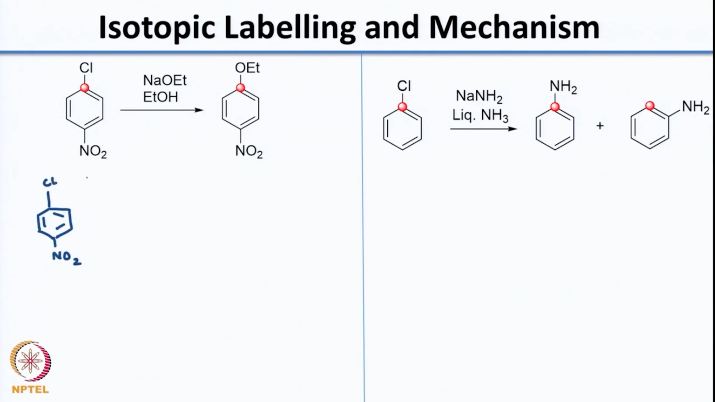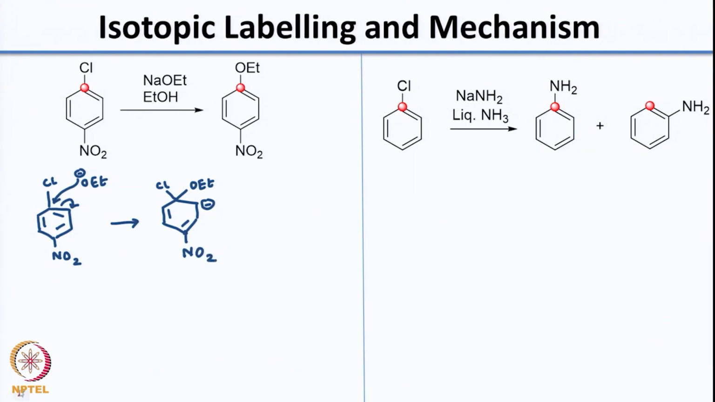that you have OET minus adding directly to this position. So this will generate an intermediate. This intermediate is highly stabilized because you have this nitro group next to it.